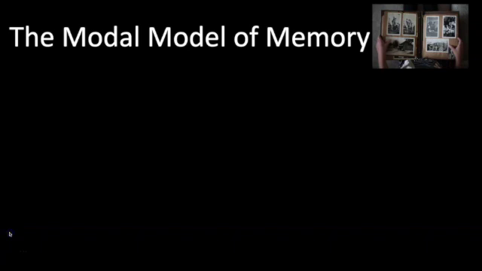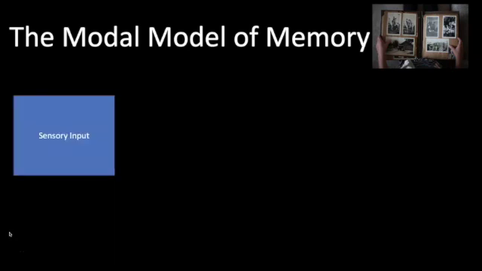Hello, today I'm going to talk about the modal model of memory. This was brought to us by Atkinson and Shiffrin in 1968. The whole purpose of this model is to explain how humans process information. To process information, first thing we have to do is get this information in our systems.